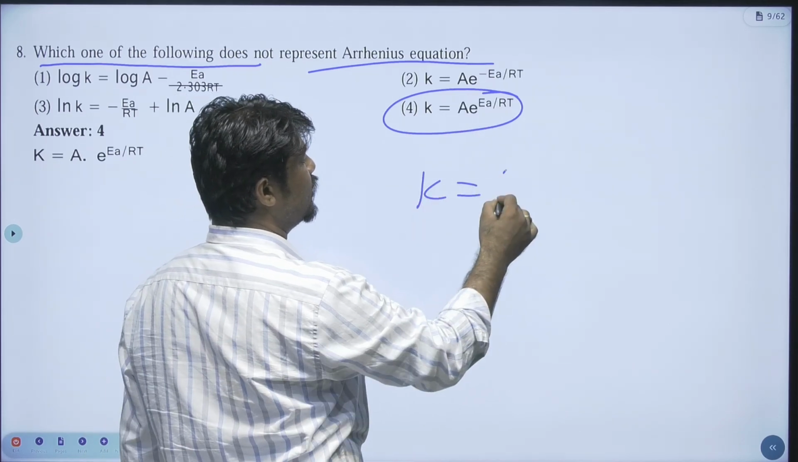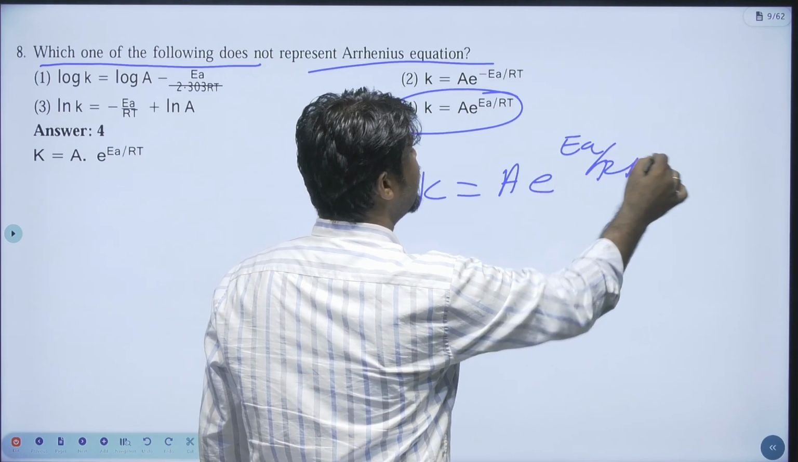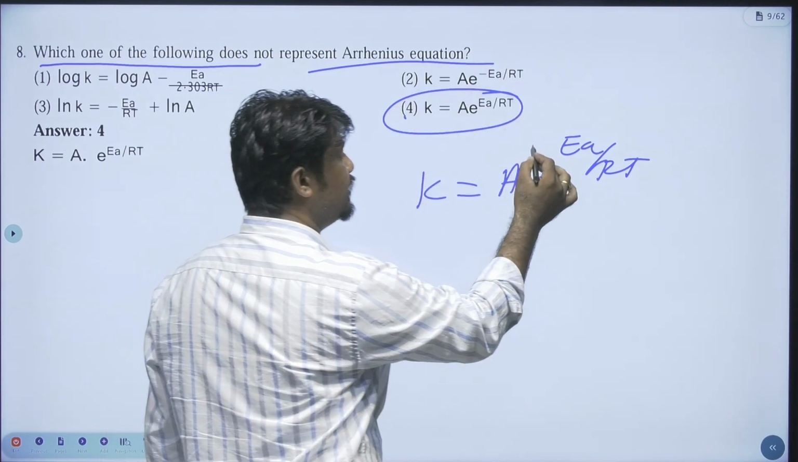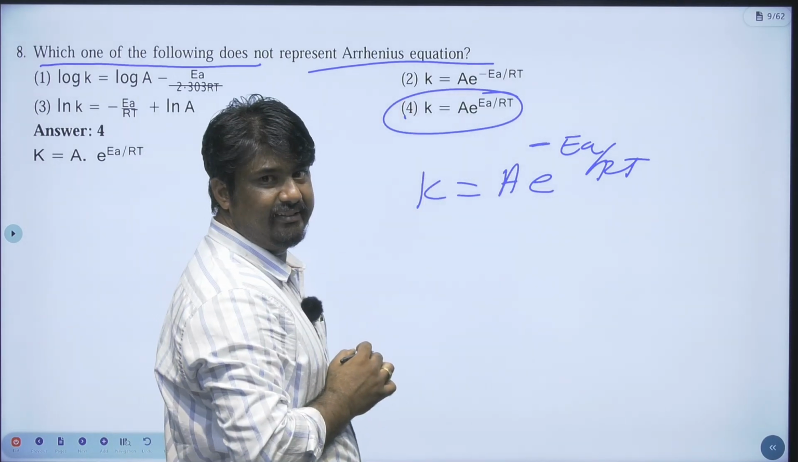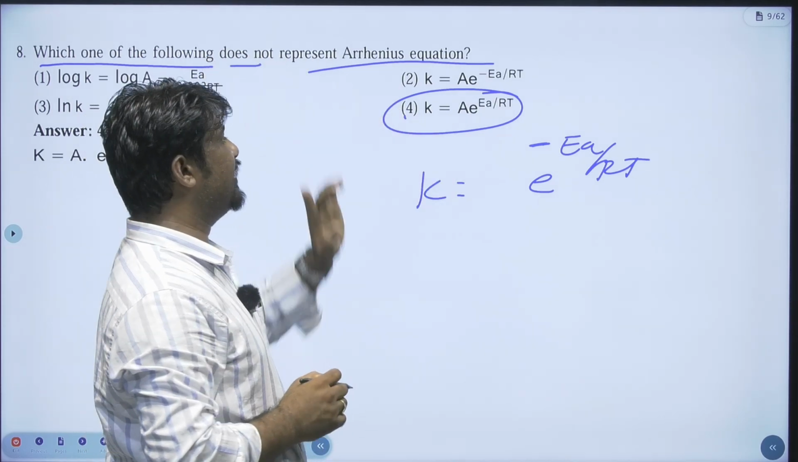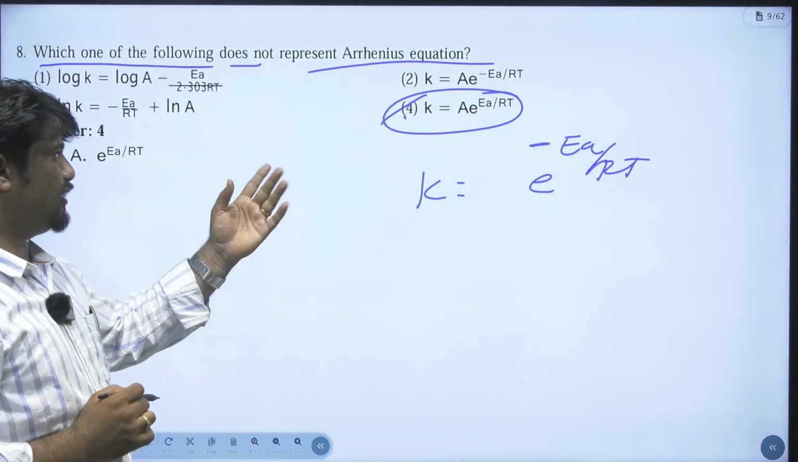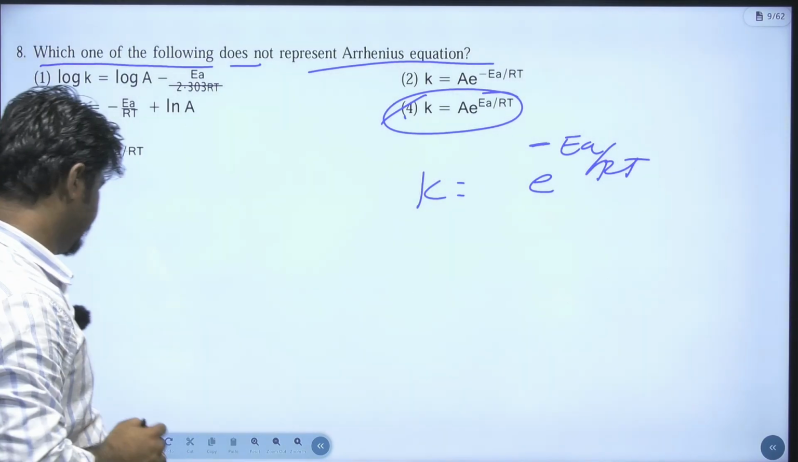So k is equal to A into e to the power of Ea divided by RT is given in the fourth option. Actually, they should write minus. That is the right option. But here they are asking which does not represent the Arrhenius equation. So the fourth option is not the Arrhenius equation, because they did not put the minus here.